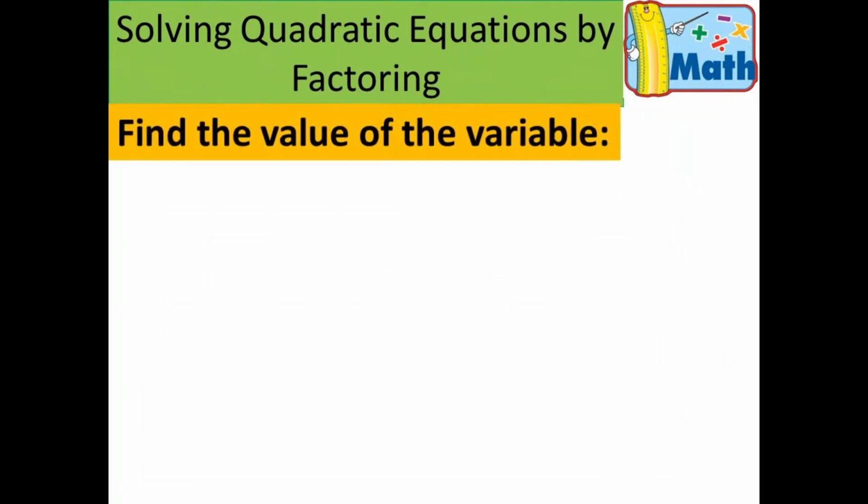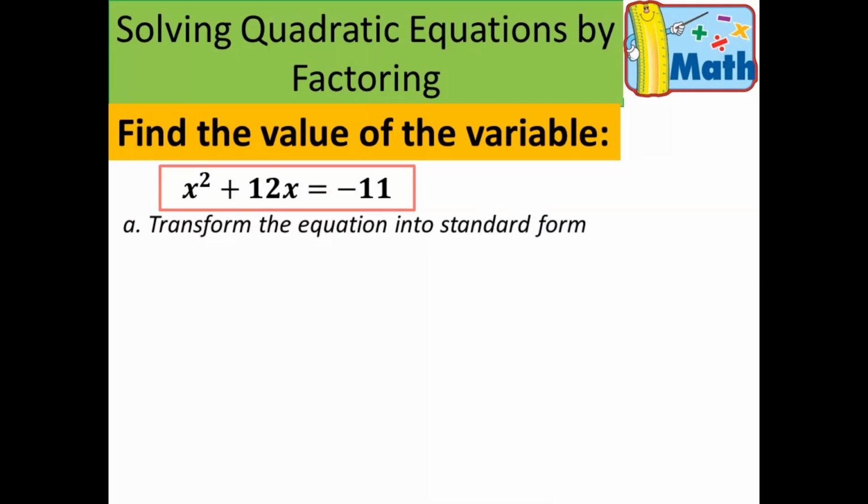Let us find the value of the variable in the equation, x squared plus 12x equals negative 11. The first step is, we have to transform the equation into standard form, ax squared plus bx plus c equals 0, and that is, x squared plus 12x plus 11 equals 0.